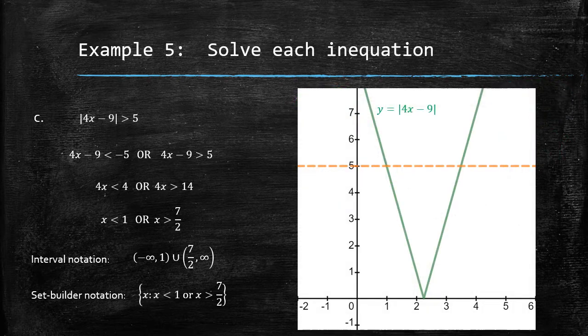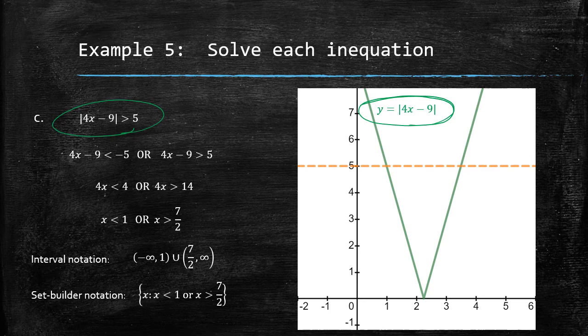And then I also wanted to show you a graph. So later in the semester, we'll be graphing absolute value functions. So we're not doing it yet. I just wanted to show you what the graph of the absolute value of 4x minus 9 would look like. So it's our V function that's here in green. The question was asking us, when is that going to be greater than 5? Okay, so in orange we have the line y equals 5.